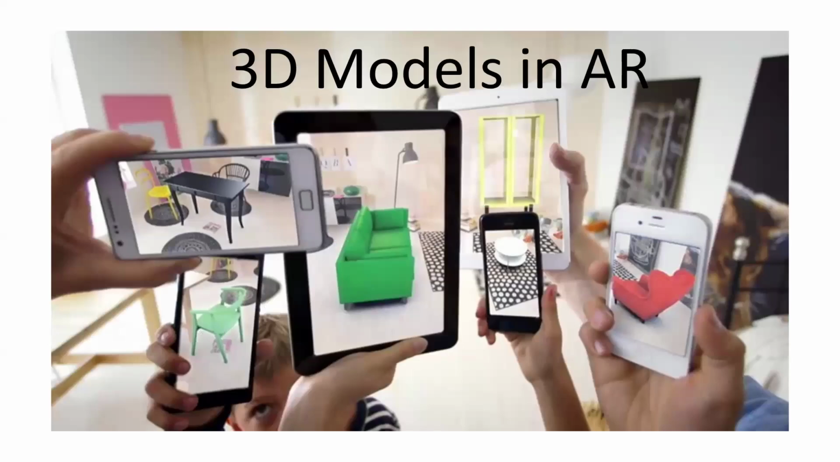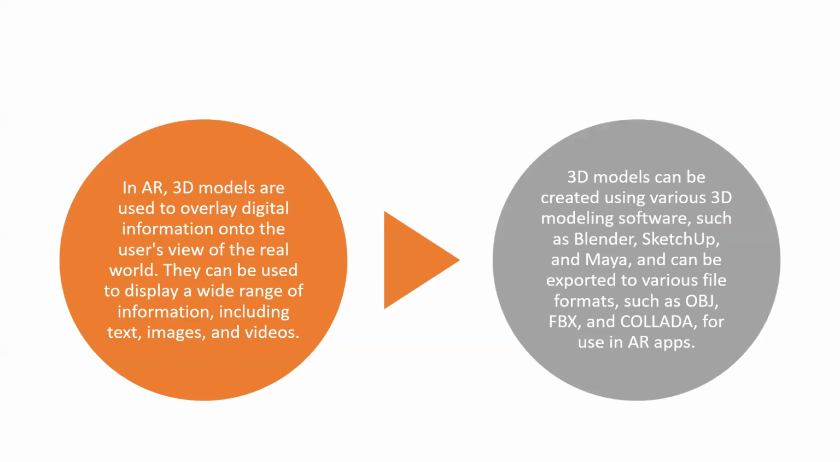So once you have these 3D models ready, you can see there are 6 mobiles placing different objects in the same room, and physically none of the objects exist. So you can see how the 3D model is there. The 3D model overlays the digital information into the user's view in the real world, with their orientation.